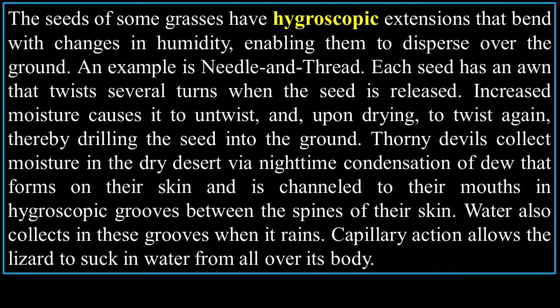The seeds of some grasses have hygroscopic extensions that bend with changes in humidity, enabling them to disperse over the ground. An example is needle and thread. Each seed has an awn that twists several turns when the seed is released. Increased moisture causes it to untwist, and upon drying, to twist again, thereby drilling the seed into the ground.